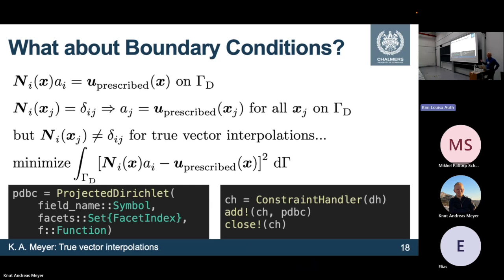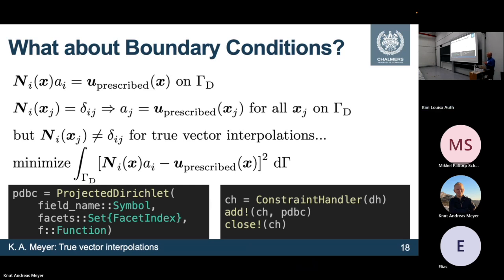So instead, what we have to do is we have to say, well, actually what we would like to do is minimize the difference between what our interpolations can describe and the function that we would like to have. I skipped some details in these equations because there's also the normal and tangential component that you only look at. But the key point now is we actually need to solve a finite element problem to get the boundary conditions correct.